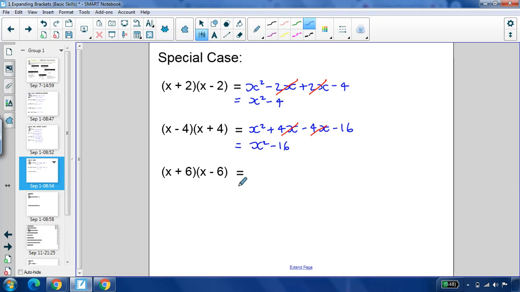So for this one, I'm not going to do all the expansion. I'm just going to cut corners. So I'm only going to look at x multiplied by x, which we already know is x squared. I'm not going to bother with this step or this step because I know the x terms are going to cancel. And I'm just going to do 6 multiplied by minus 6, which is minus 36.